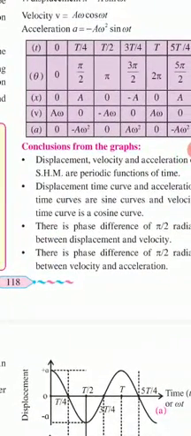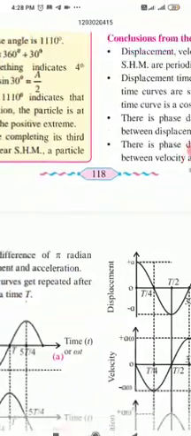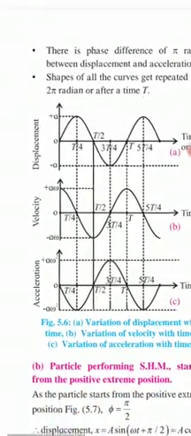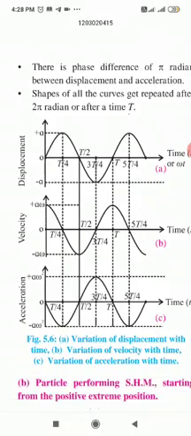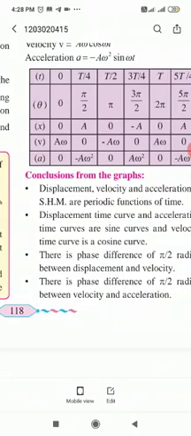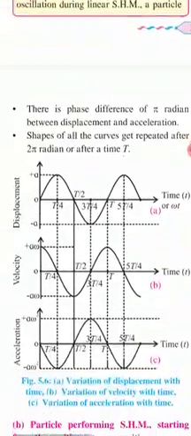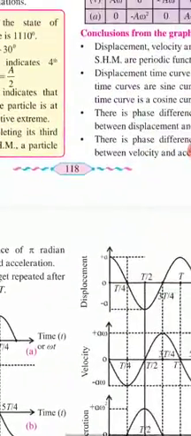Now second, theta equal to pi by 2, that is cos 90. Cos 90 will be 0. See, this T by 4 will be the value here. And then next, pi. Cos pi will be minus 1, so it will be minus a omega. So here again minus a omega, which will be at T by 2.